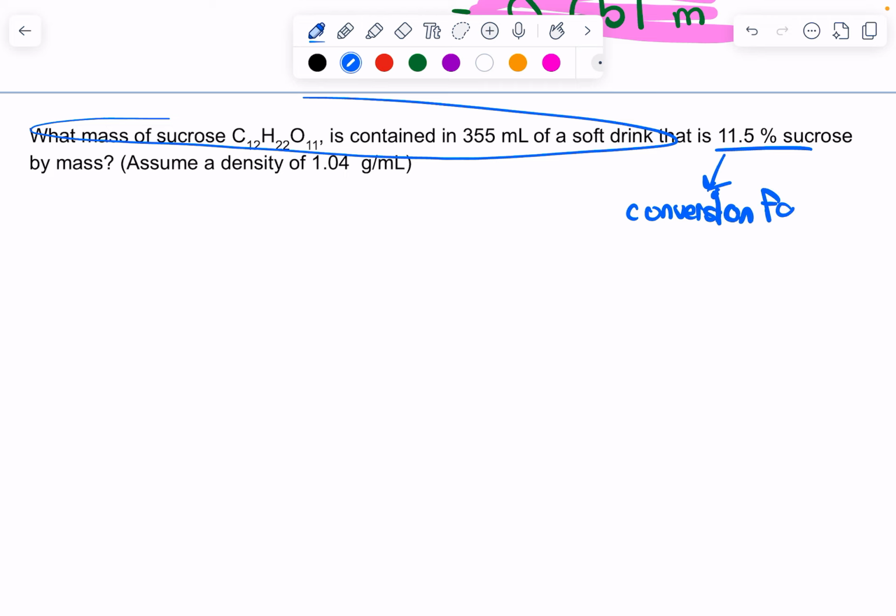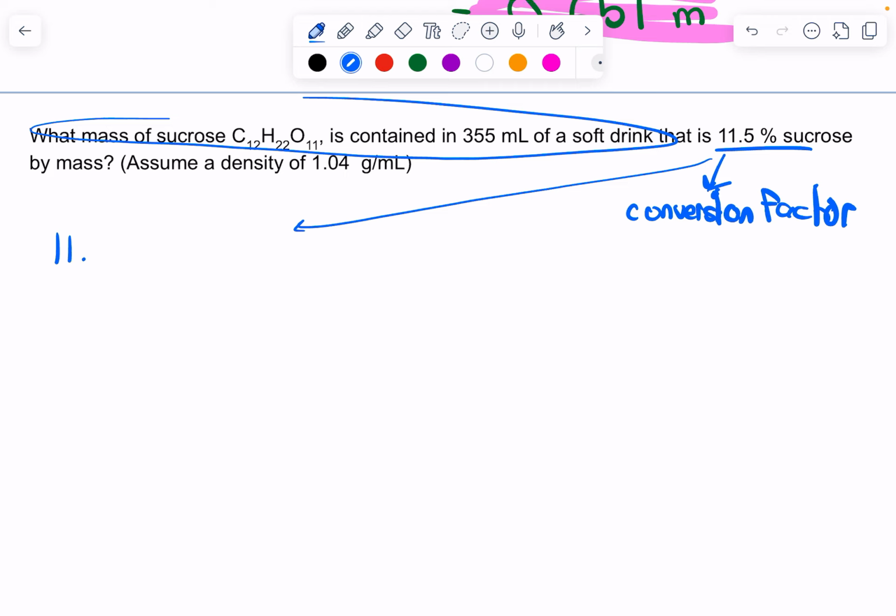It's supposed to be an I there. But we need to put that in terms of solute over solvent, or whatever the definition is. And the reason why it's a conversion factor is because it's one thing over the other. Anytime you have one unit over another unit, that's a conversion factor. So let's define this first, 11.5% sucrose.